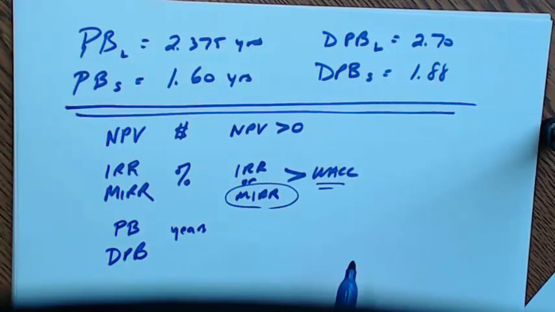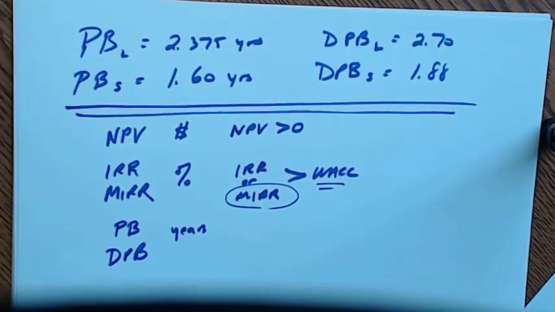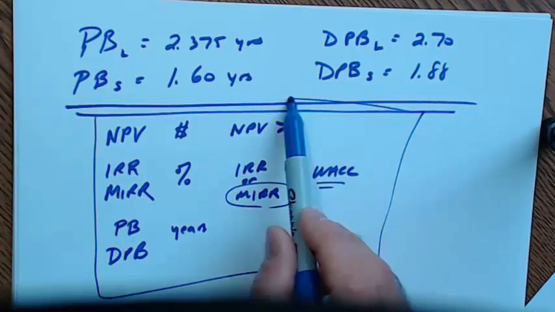And then if you have independent projects here, you would accept all of the projects if their payback was less than your artificially decided cutoff period, say of the 2 years. So that's a quick summary of all these rules.